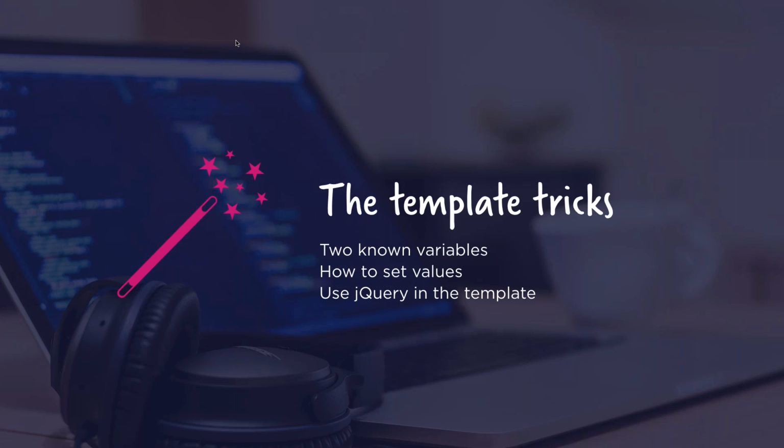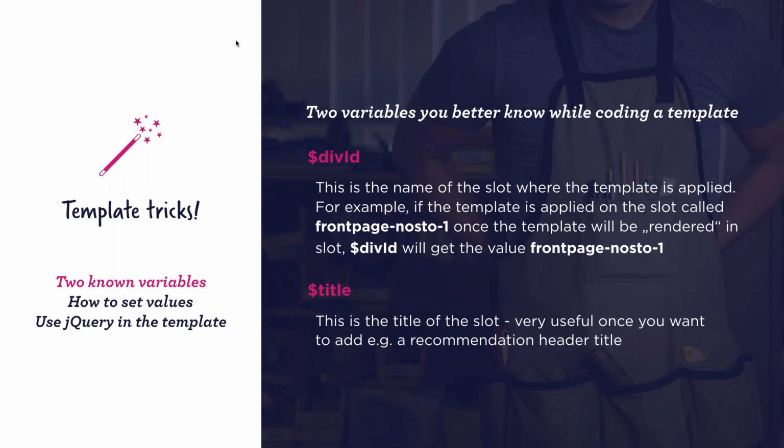The first one is about two known variables that you have to take into account when you're writing a template, and then how to set values, and last but not least, how to use jQuery in the template. jQuery, which is personally a topic I love. I love jQuery. So as a first thing, you'd better know two variables while coding a template. The first one is called $div, which is the variable containing the name of the ID of the slot where the template is applied.